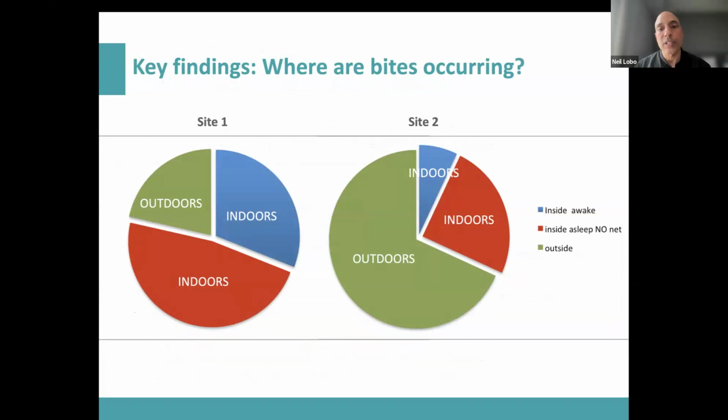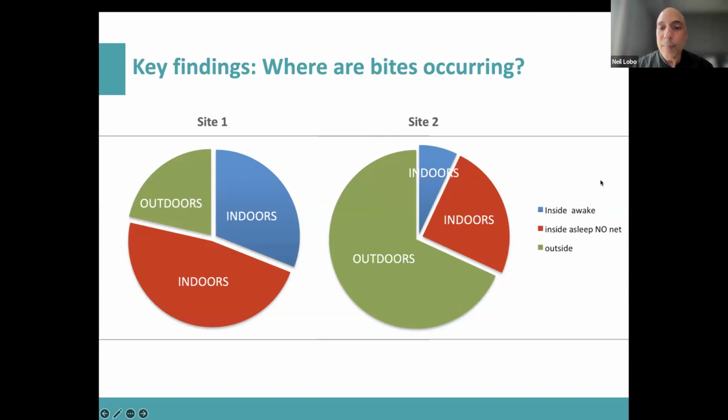How much of exposure is coming from where? In site 1, most of it was indoors when people were asleep without bed nets, and indoors when people were awake. And about a quarter of it was outdoors, slightly less than a quarter. However, at site 2, based on human behavior, about 30% of it was indoors when they're awake or indoors without bed nets, and most of it was outdoors early in the evening. So automatically now you can look and see where transmission is happening.